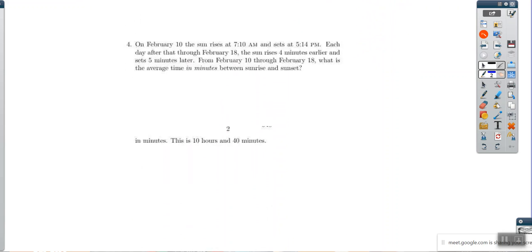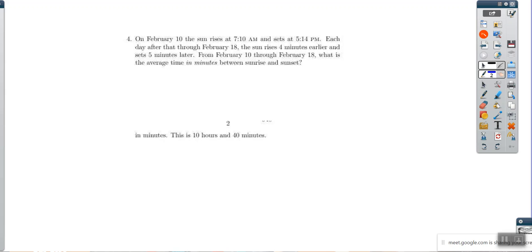Okay, how about number 4? On February 10th, the sun rises at 7:10 a.m. and sets at 5:14 p.m. Each day after that, through February 18th, the sun rises 4 minutes earlier and sets 5 minutes later. From February 10th through February 18th, what is the average time in minutes between sunrise and sunset?